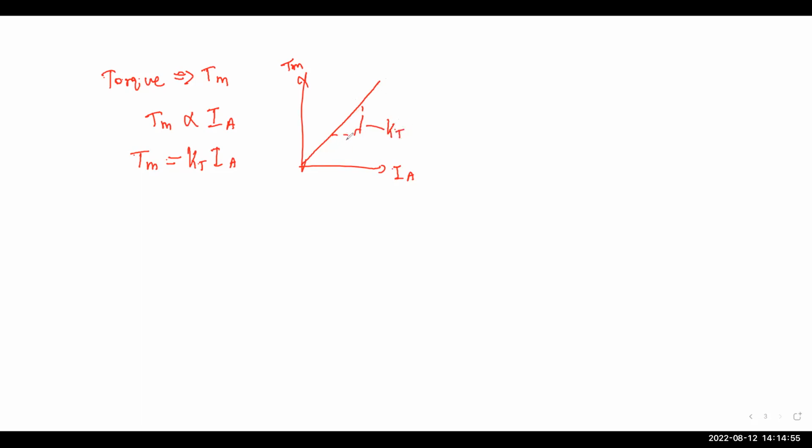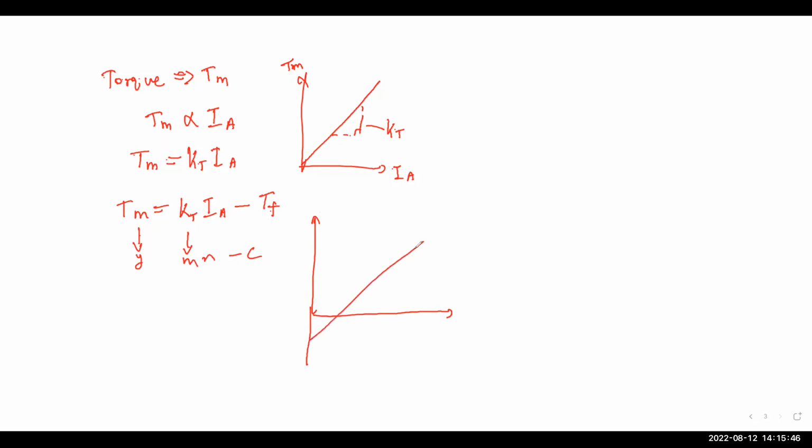But we know in reality there's always going to be a loss caused by friction, right? So that we can actually write in this form: Tm equals Kt Ia minus Tf. Out of this particular part, there's going to be a loss caused by the friction. We can denote it by Tf. Once again, this is in the form of y equals mx minus c, right? The intercept, where the y-axis is intersected, is going to be at minus Tf, and the gradient is still going to be Kt. Okay, everything clear?